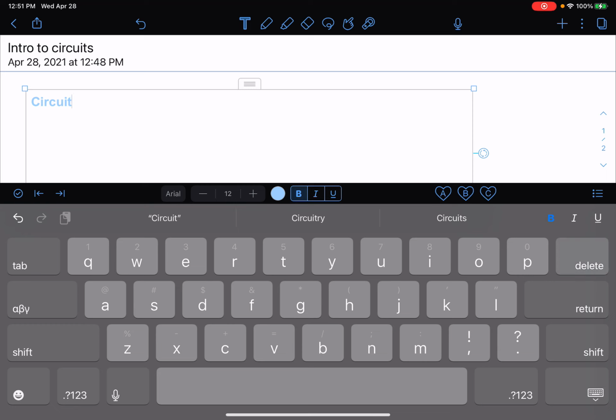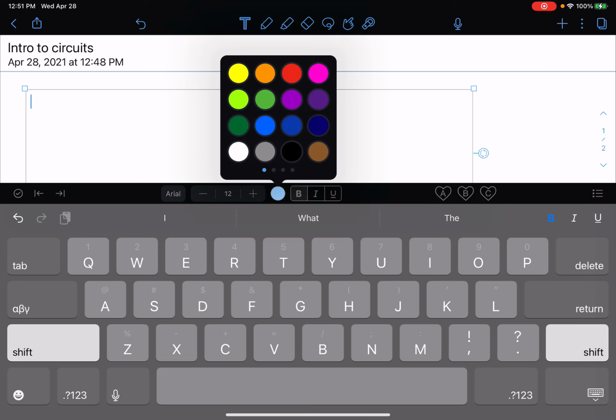Why is this like a pale blue? Let me fix that. Hold on, that's going to be hard to read.